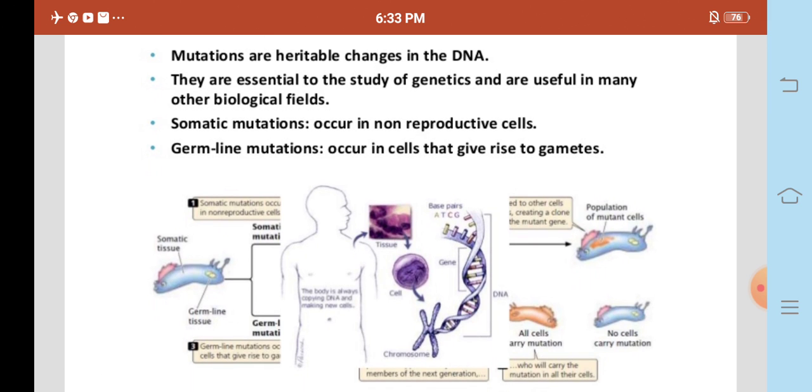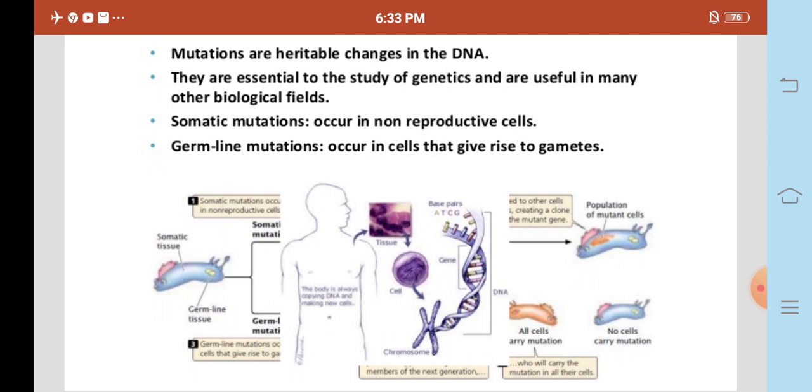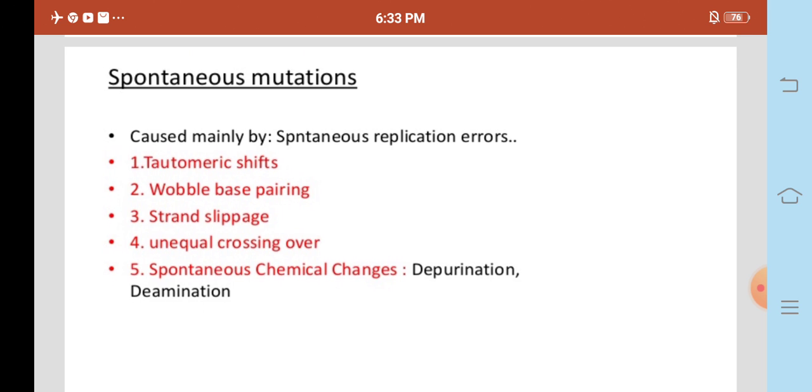Germline mutations means these mutations occur only in cells that give rise to gametes. Germline mutations are also called sexual and reproductive cells. This type of mutation occurs in reproductive cells. Some spontaneous mutations are caused mainly by spontaneous replication errors.